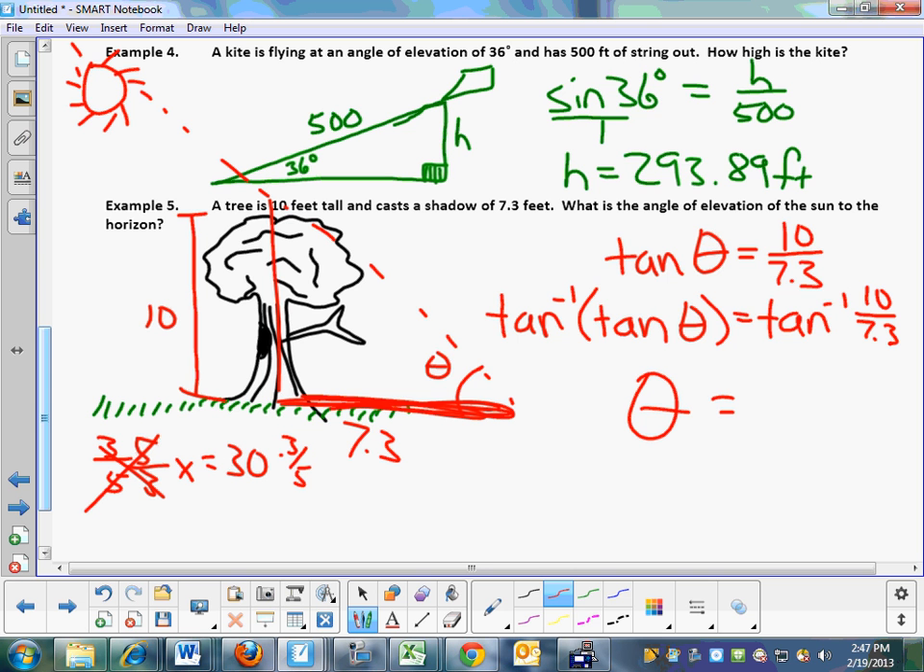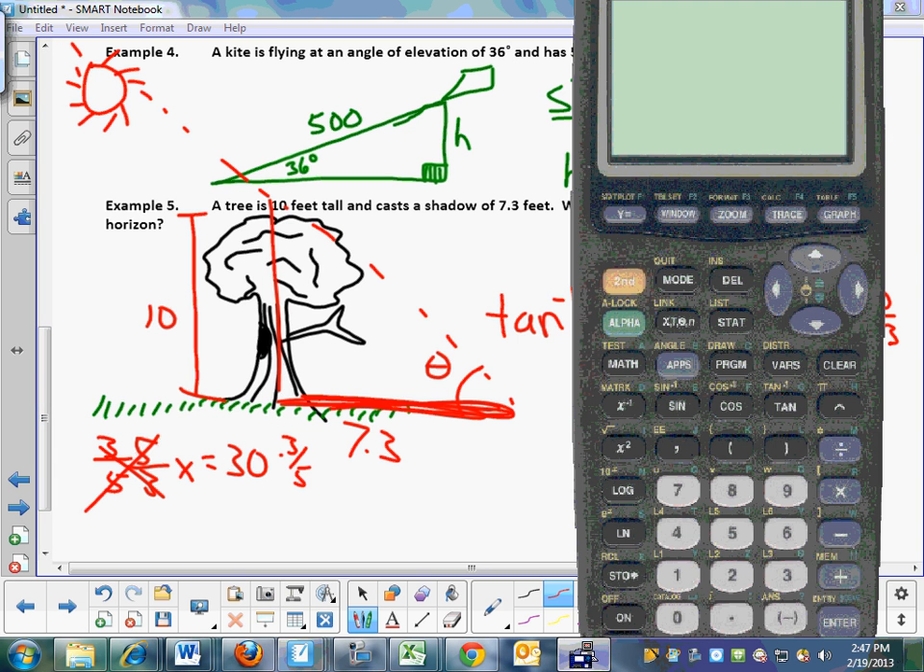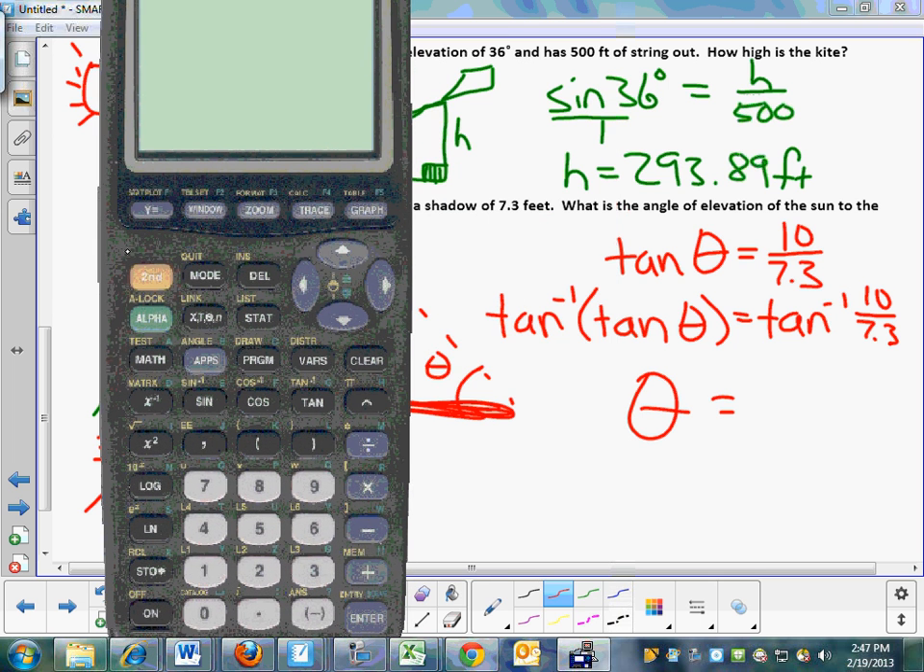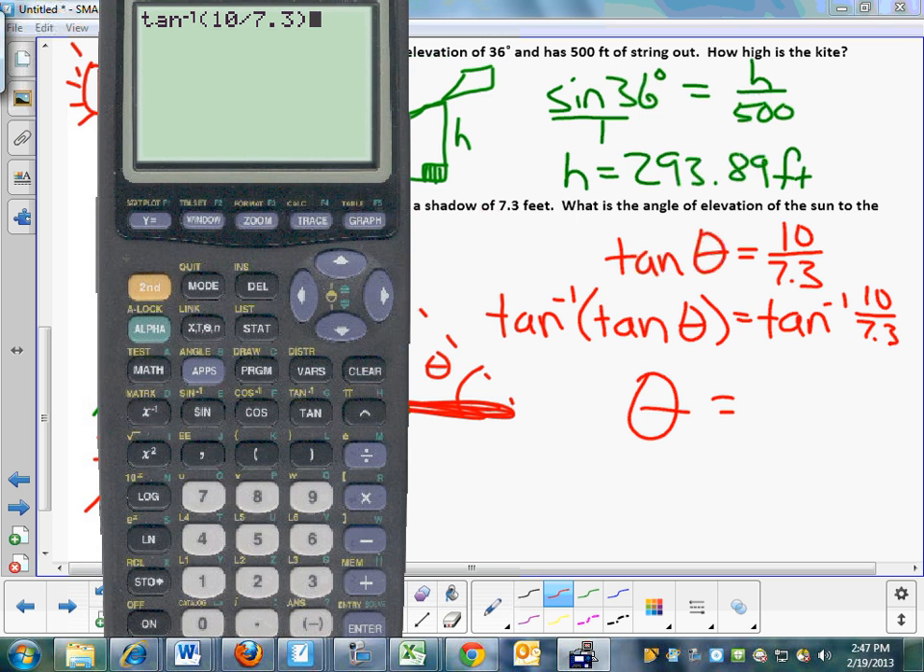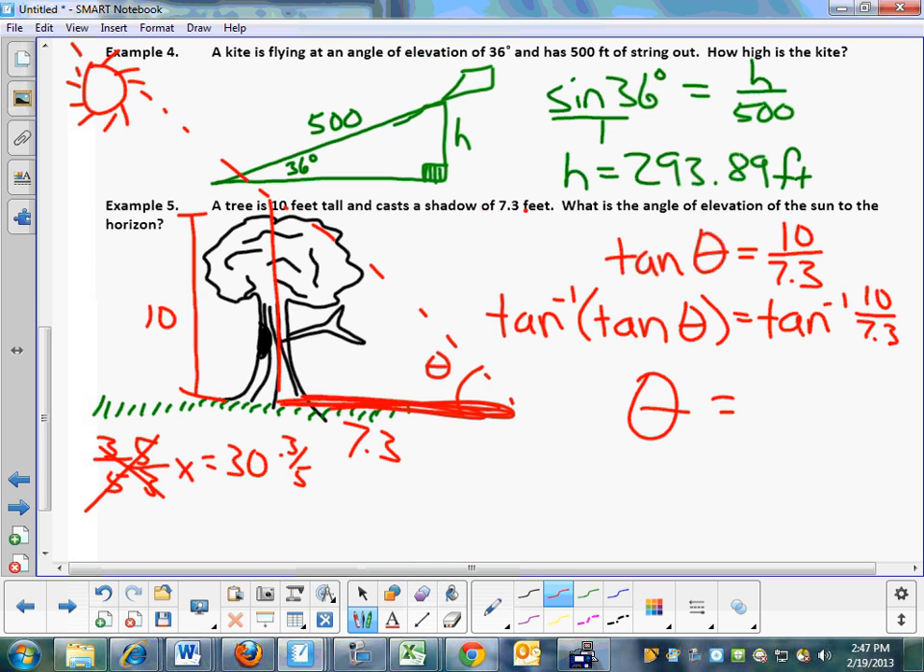So now I need to type in tangent inverse. So I go to my calculator. And I go tangent inverse of 10 divided by 7.3. And I get 53.87. What do you think of that?